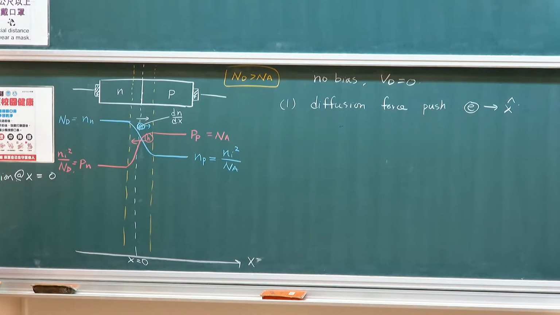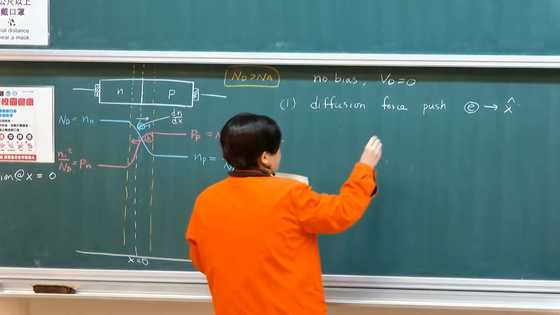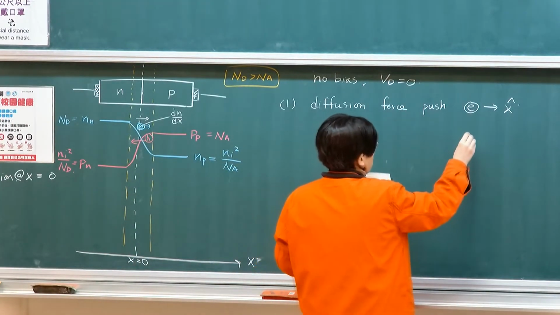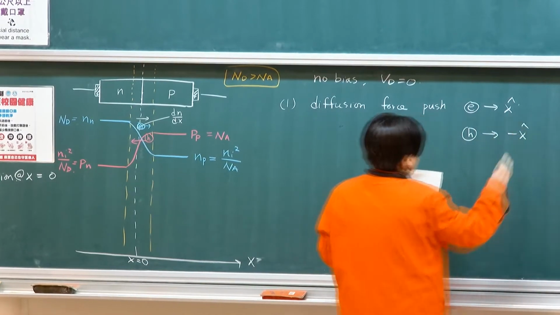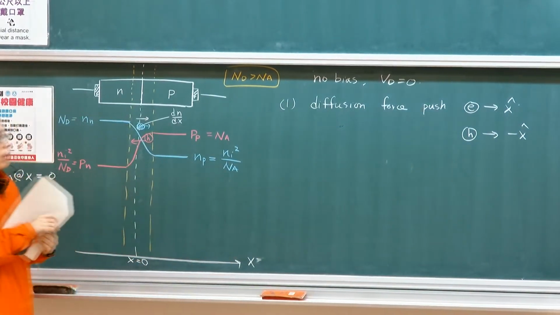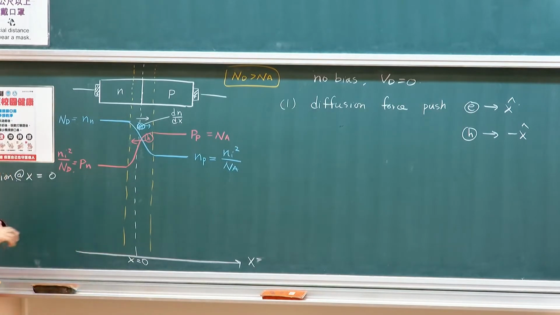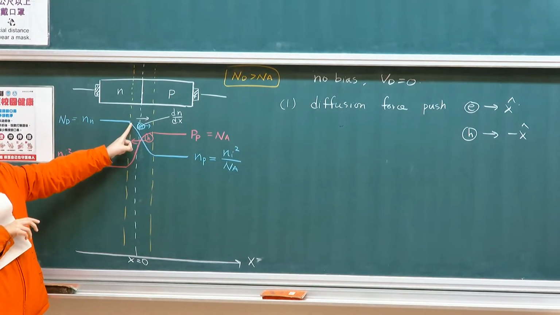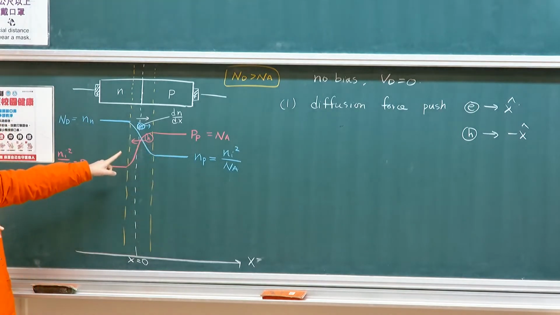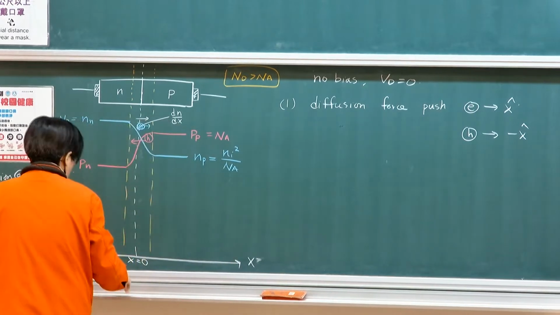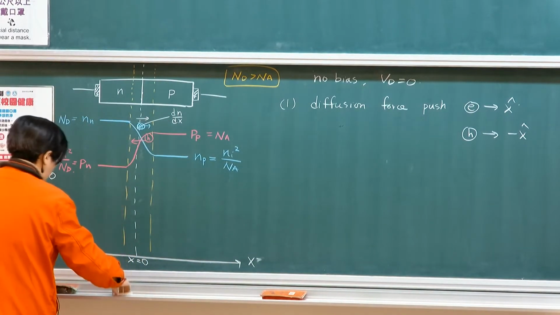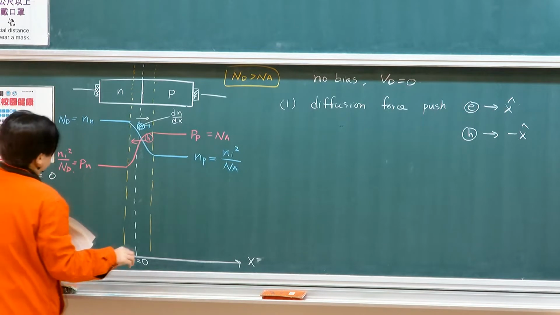Remember, the main reason why you want to diffuse over there is because there's less population. Okay? So diffusion force first pushes electrons to the right and pushes holes to the left, in the opposite direction. If you think about it, if an electron is crossed over to the other side, what is being left here? What happens is that you would then have something called the depletion region.